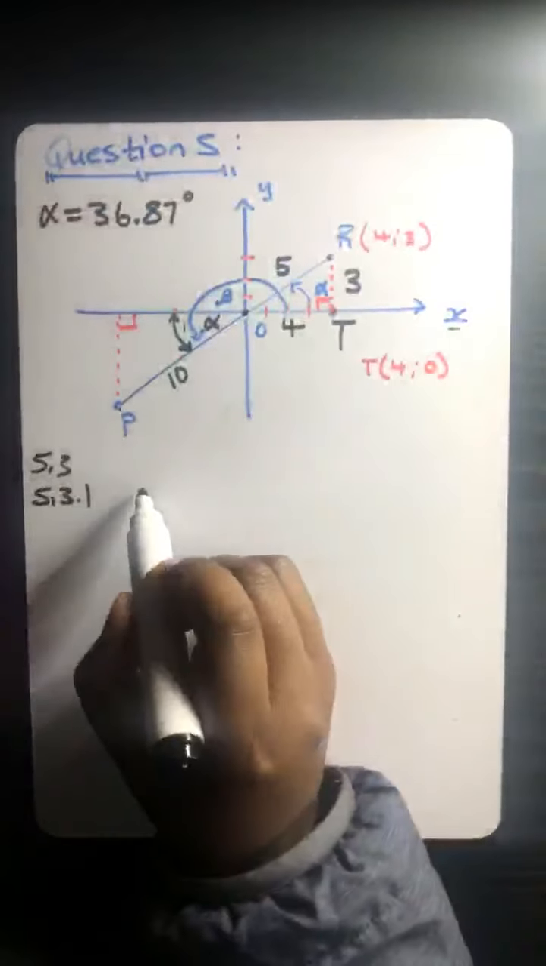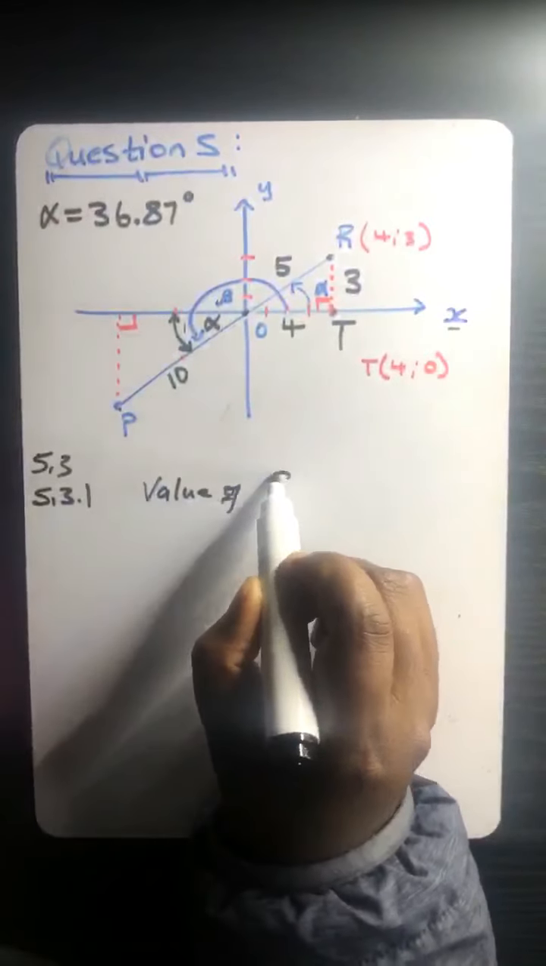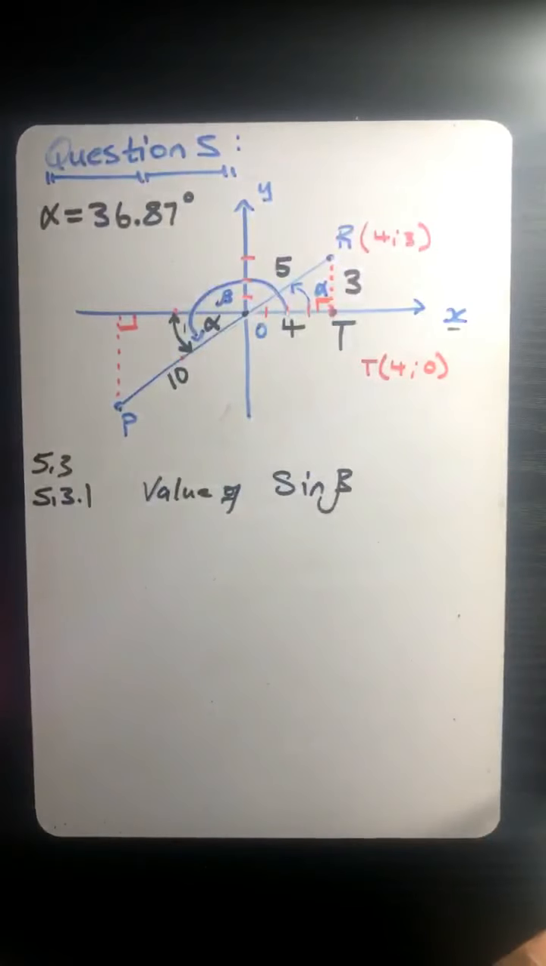And the next question says the value of sine of beta. I'm not sure if there's someone who can be able to guide us in terms of how can we possibly determine the value of sine beta.